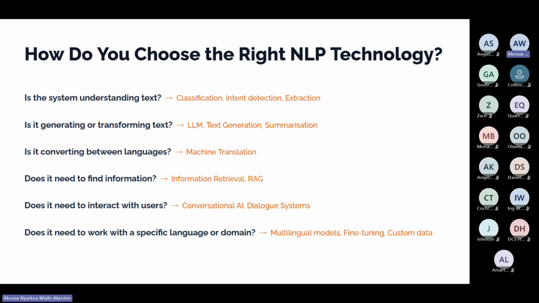Okay. So in these systems, as we've already established, the system might need to understand the user's message, identify their intention, retrieve some information, or perform some action and then generate some words, some responses. Okay. Then, does my solution, or does our solution, need to work with a specific language or a domain?